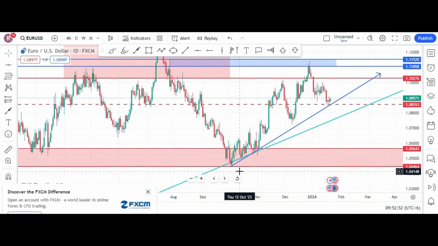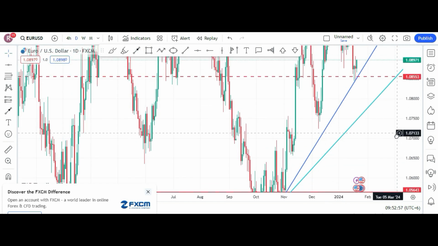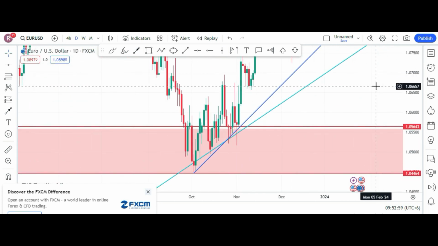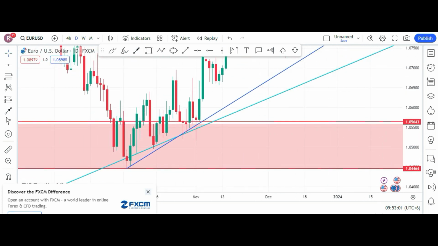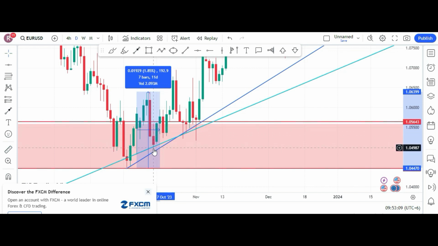Whenever the market goes up, it tries to retrace. Okay, so if we analyze this bullish trend one by one, you can see something interesting. It moved up from here to here, and it retraced back a little more than 50%. Can you see? This is the red candle.